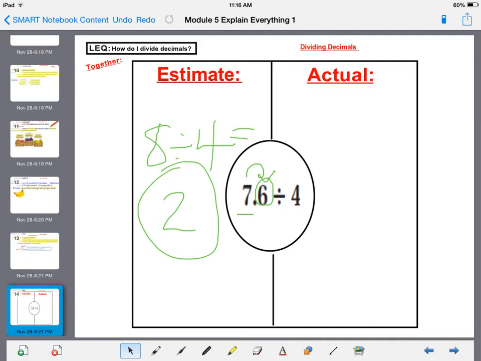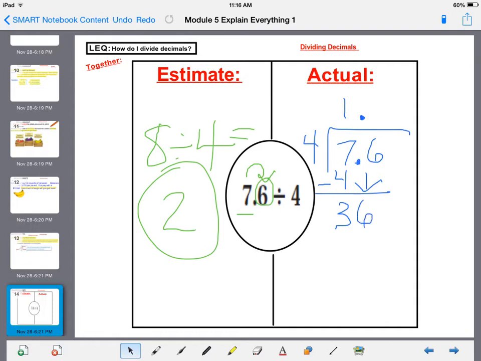very close to 2. Let's go ahead and take our dividend, 7 and 6/10, and let's divide that by 4. The rule says you bring up that decimal point from your dividend into your quotient, and now you just divide as normal. So 4 goes into 7 one whole time. 4 times 1 is 4. You take that from 7, that is a 3. You bring down your 6, and 4 goes into 36 9 whole times. 4 times 9 is 36. 1 and 9/10, very close to 2, so I know that I'm right.